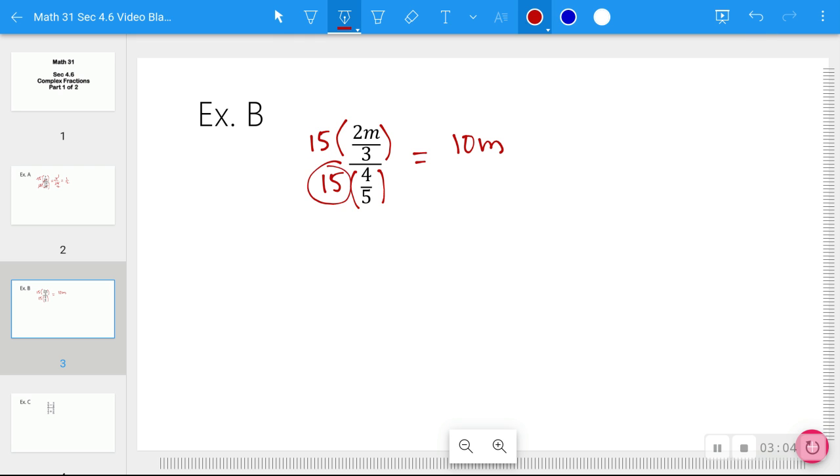And on the bottom here, you have 15 divided by 5 would be 3. And times 4 would be 12. And then we'll divide the 10 and the 12 by 2. So when you're done simplifying, you get 5m over 6.